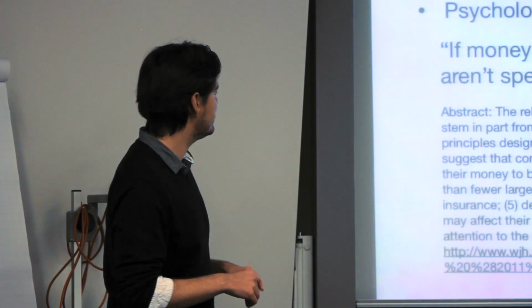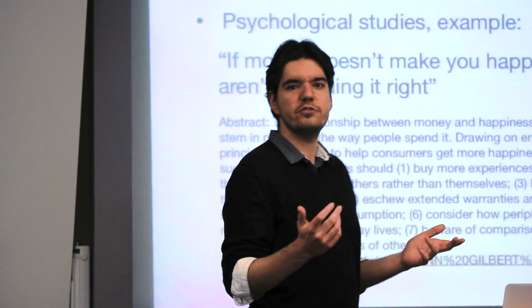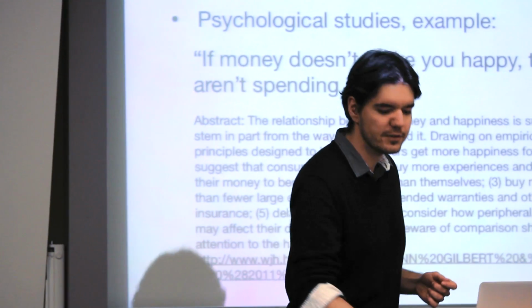And the abstract says the relationship between money and happiness is surprisingly weak, which may stem in part from the way people spend it. Drawing on empirical research, we propose 8 principles designed to help consumers get more happiness for their money. Specifically, we suggest that consumers may, 1, buy more experiences and fewer material goods, and 2, use their money to benefit others rather than themselves. And then there are other principles. But altruistic spending actually might seem a very good strategy also for the pure egoist.